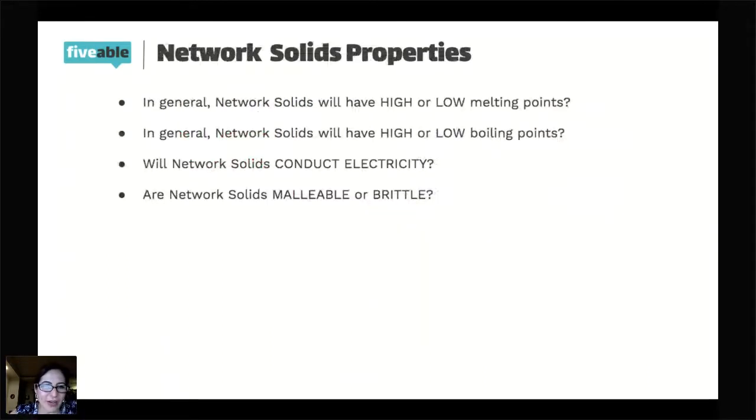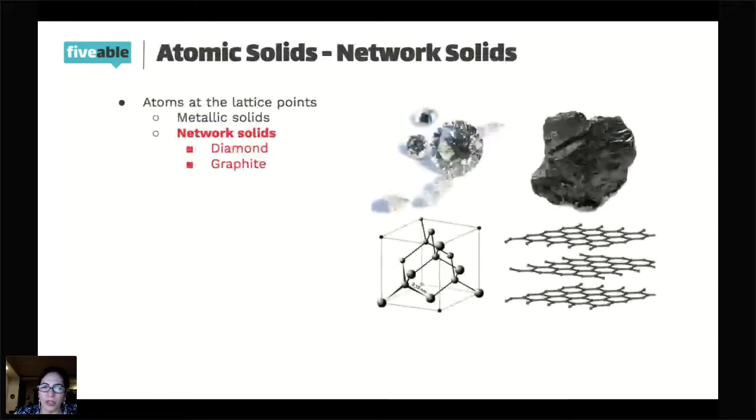So again, in general, will network solids have high or low melting points? Can we generalize this for network solids? Can we have a generalization for boiling and melting points? Well, the answer is no, because it depends on how the atoms are organized. For example, graphite will have a lower melting and boiling point than diamond, even though they both have carbons on their lattice points, but it depends on how it is organized.